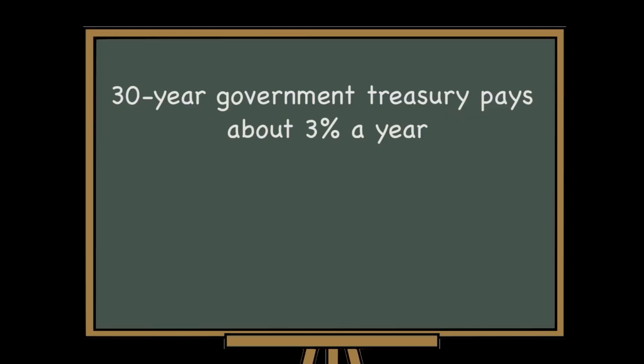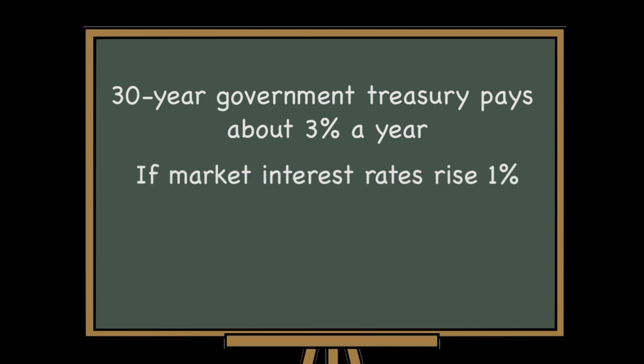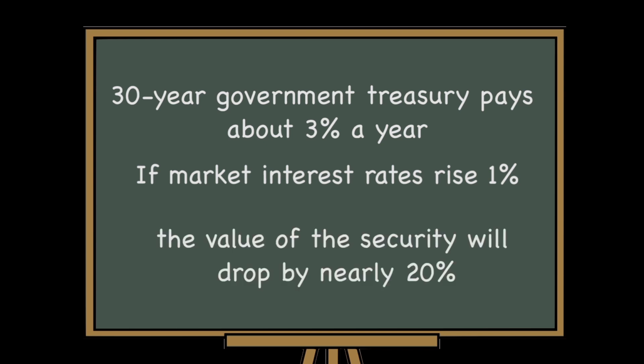With interest rates near record lows, it pays to be very careful with long-term debt. A 30-year government treasury pays about 3% per year. However, if market interest rates rise by 1%, the value of the security will drop by nearly 20%. Seems like a lot of risk for a small guaranteed return.